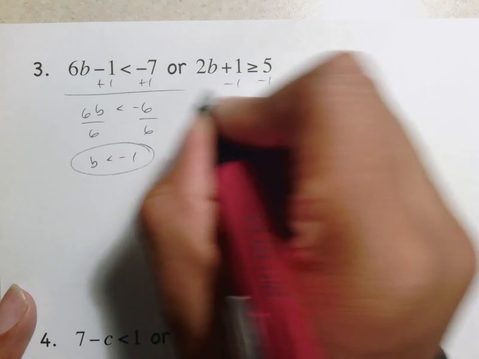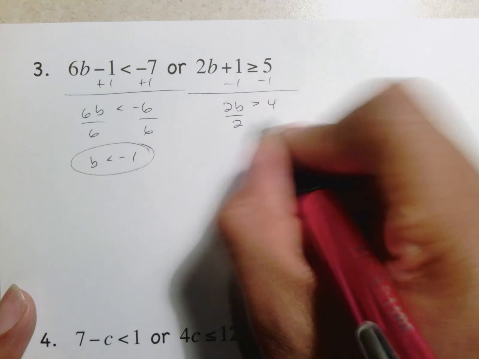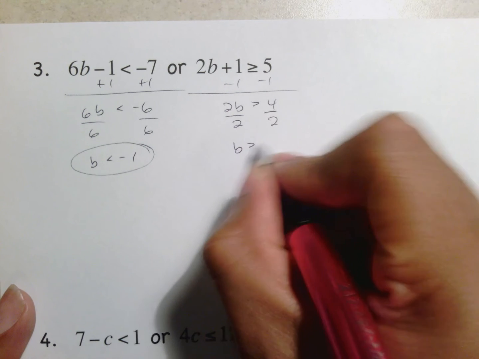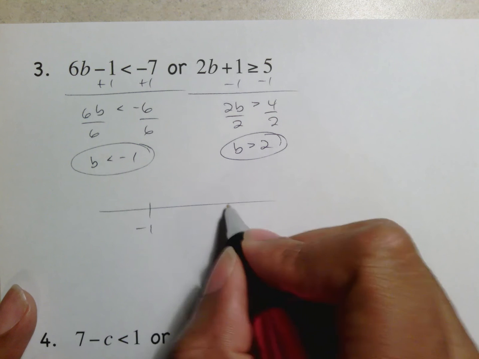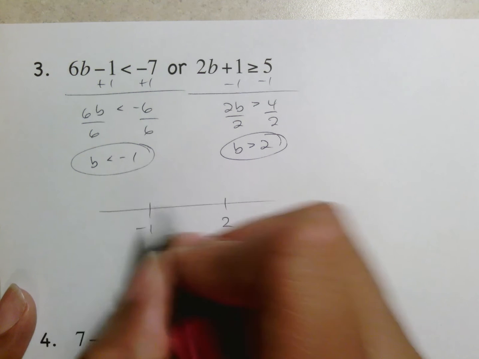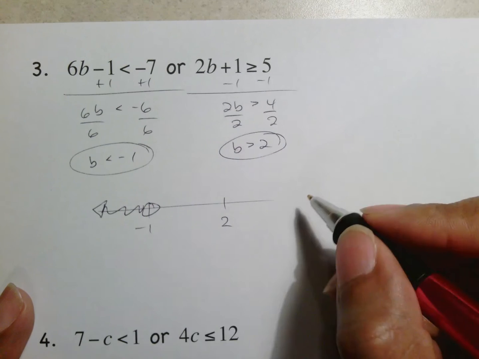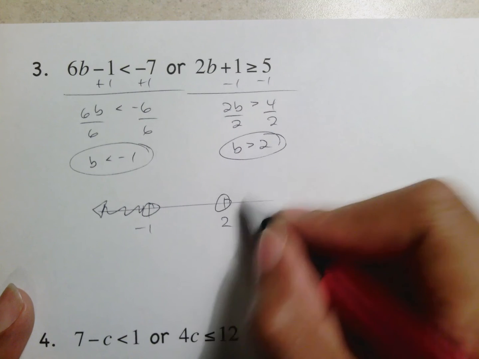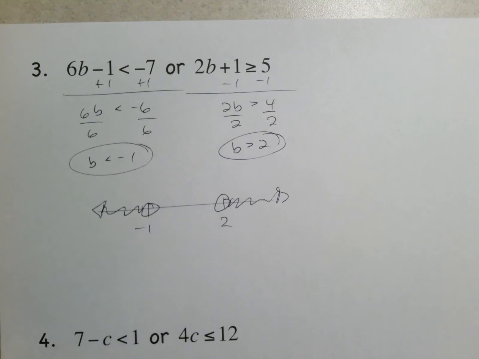We just solve it. Again, there's nothing different going on. It's just a matter of making sure you know what you're doing. Then we divide by 2, getting b is greater than 2. The only thing that happens is now we have to make sure our graph is right. Negative 1 over here is an open circle pointing to the left, which means it's going that way. 2 is an open circle pointing to the right, which means we go this way, and that is your graph.